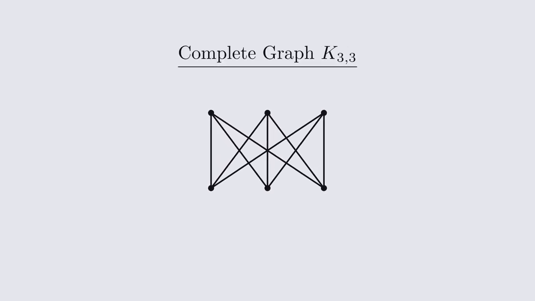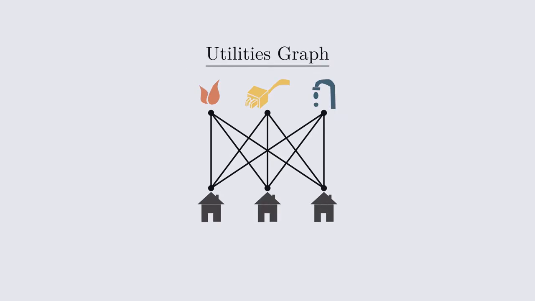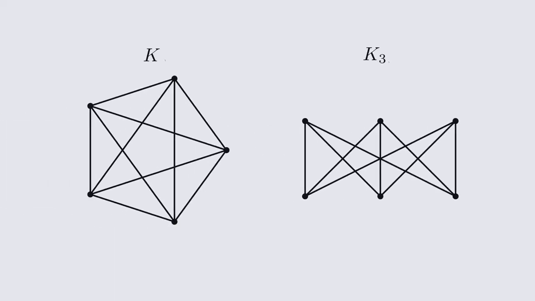You might be familiar with it through the utilities puzzle, where you have to connect 3 houses to each of 3 utilities without crossing the lines. Now, a really interesting fact is that these are really the only 2 hard graphs. In fact, every graph that can't be drawn in the plane contains one of these 2 graphs.